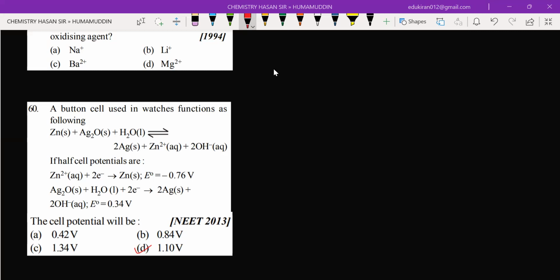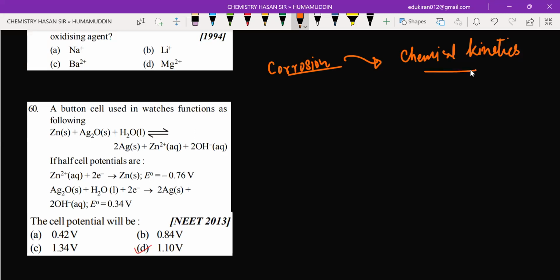This chapter is almost completed. Only the corrosion part is left, that will be shown in the next class. And after this, which chapter are we going to do? Chemical kinetics. Which chapter is going on in your school? Chemical kinetics is done.